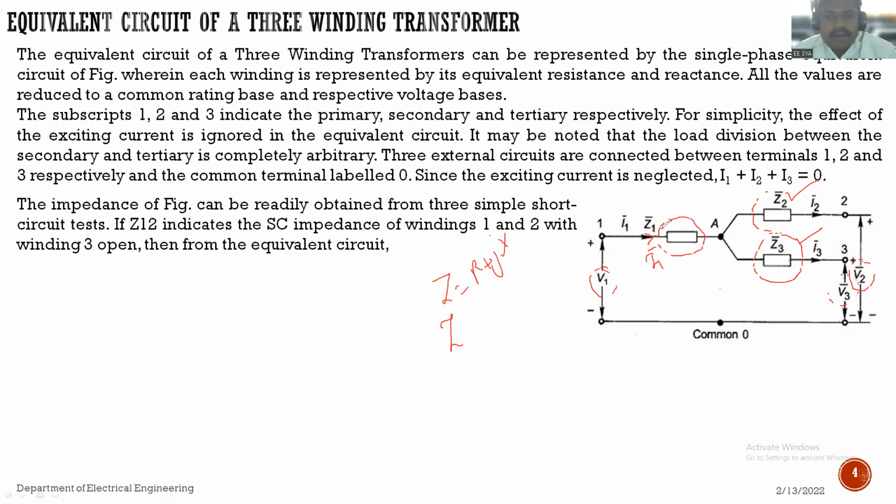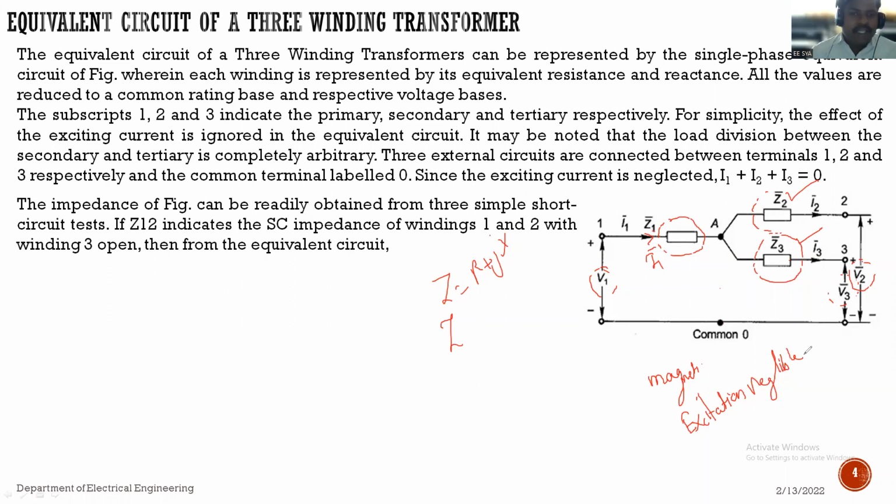Now see, for simplicity, the effect of the exciting current is ignored. Okay, for our simplicity, there is an excitation current, or we can call it the magnetizing current, and this current we have taken as negligible.